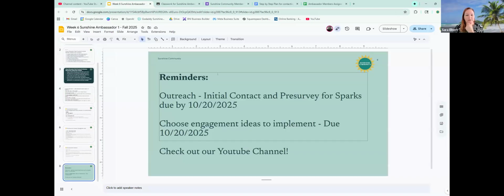Okay, so we have reminders. We have our outreach, our initial contact and pre-surveys for our Sparks, choosing engagement ideas. So we had quite a few engagement ideas that we talked about, but we're going to want to take one of those and implement it. But just choosing it by next time. You don't have to implement it yet. And if you don't want to, you can, but you don't have to yet.